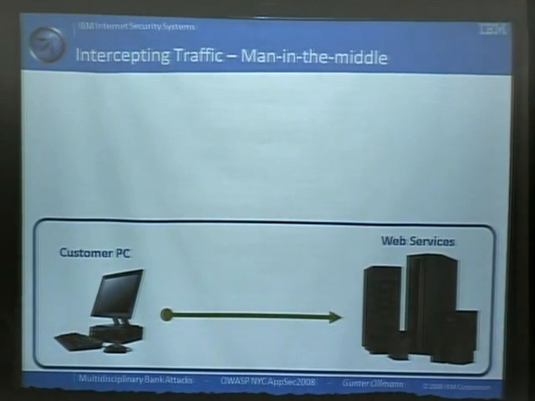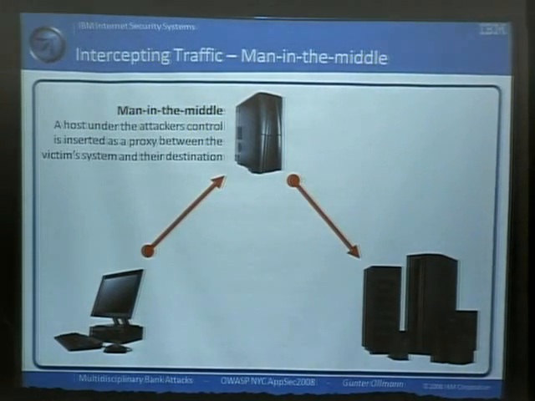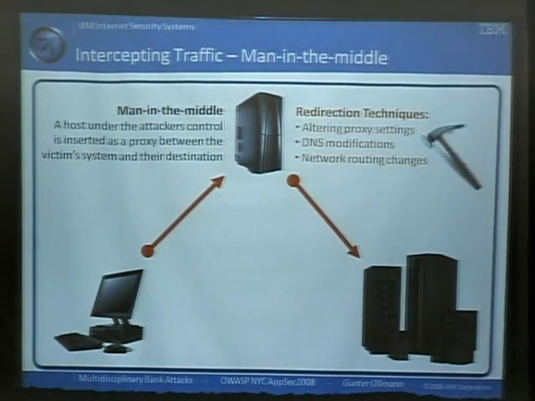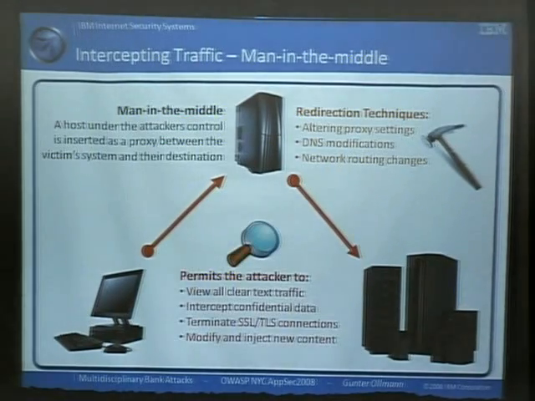So a brief thing about man in the middle. So typically, you want the customer's PC to connect to the web service, and everything's nice. Okay. So man in the middle, of course, sits in the middle and intercepts all the different traffic. So it redirects the connection to the end servers through proxy setting changes, DNS modifications, or network routing changes. And of course, this allows the attacker themselves to view all the communications in clear text. So you can intercept confidential data, terminate SSL connections, and modify and inject new content.